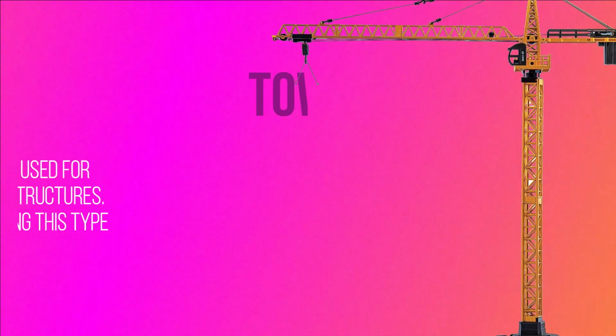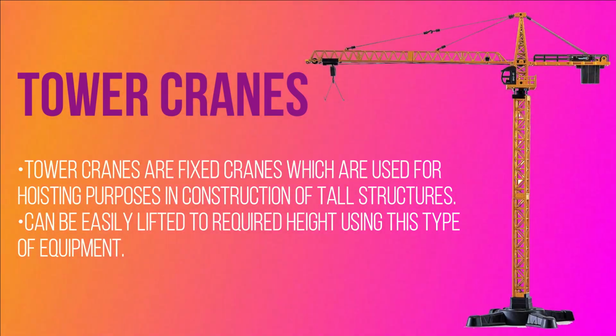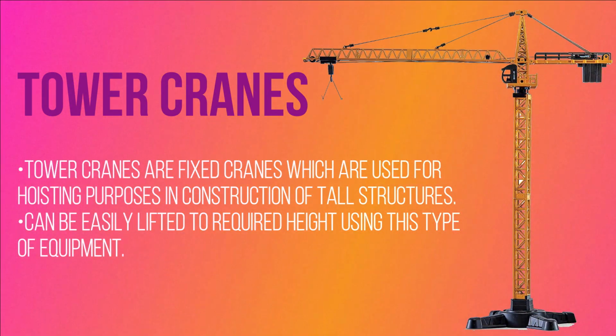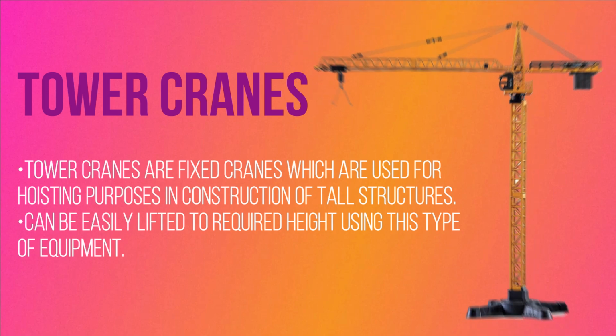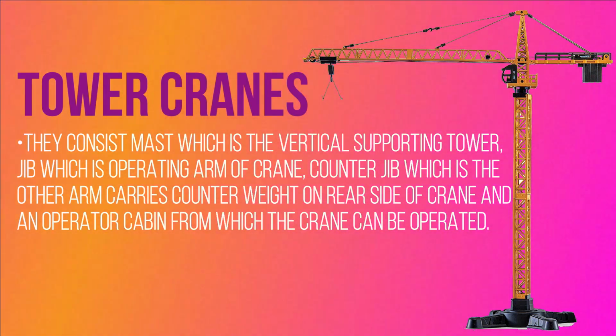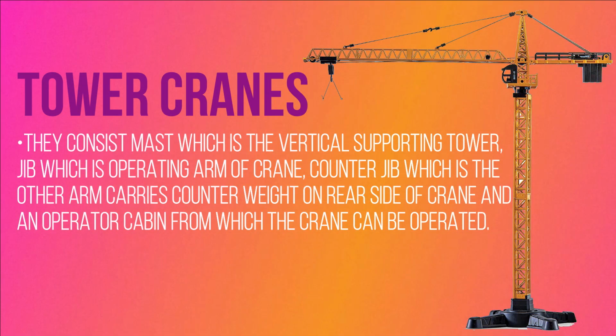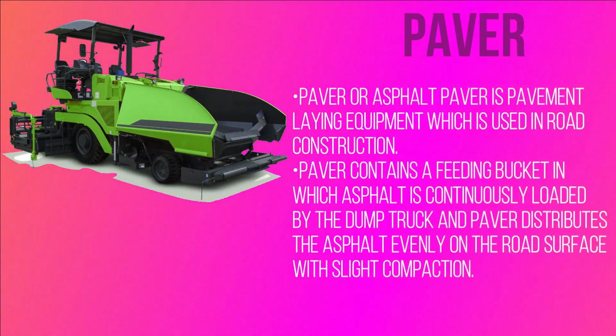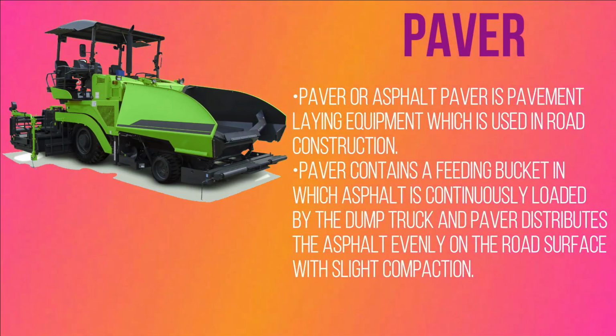Tower cranes are fixed cranes which are used for hoisting purposes in the construction of tall structures. Heavy materials like pre-stressed concrete blocks, steel trusses and frames can be easily lifted to the required height using this type of equipment. They consist of a mast, which is the vertical supporting tower; a jib, which is the operating arm of the crane; a counter jib, which is the other arm that carries the counterweight on the rear side of the crane; and an operator cabin from which the crane can be operated.